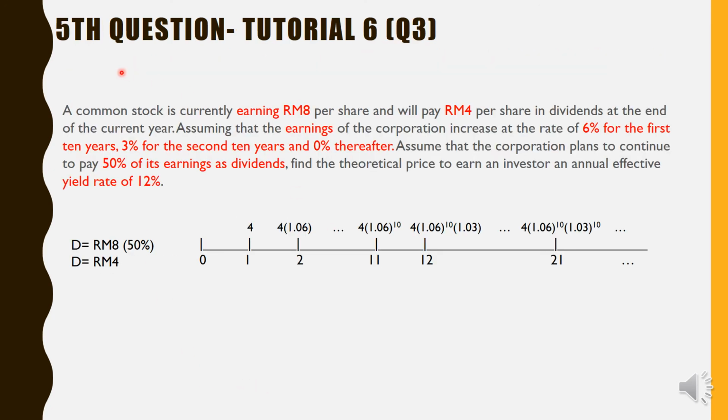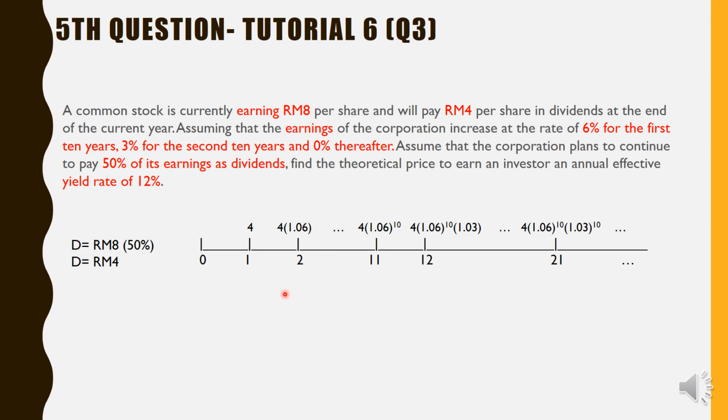So now I'm going to present my last question. This is also a common stock question which currently earns RM8, and the dividend is RM4 because 50% of its earnings will be paid as dividends. And we assume that the earnings of the corporation increase at the rate of 6% for the first 10 years, 3% for the second 10 years, and 0% thereafter.